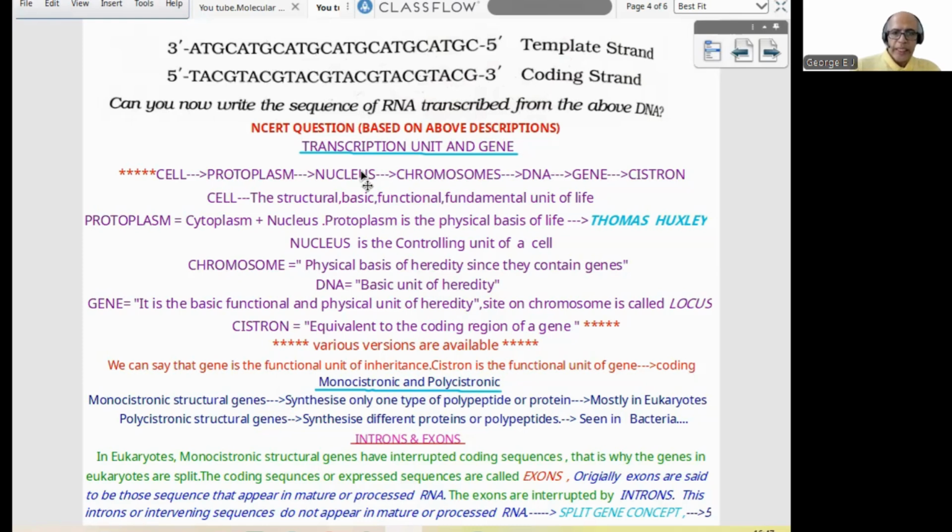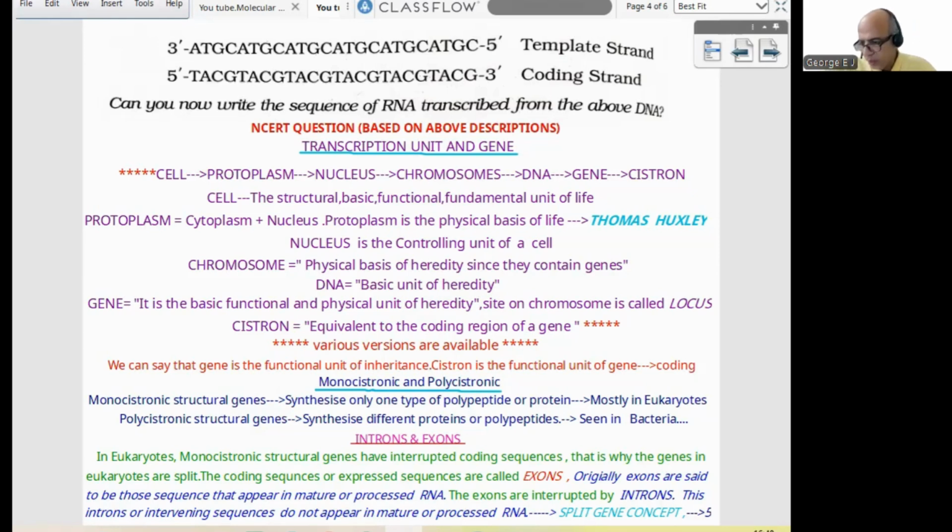In the chromosome, we can observe DNA. DNA means the basic unit of heredity. And in the DNA, we can find the gene. So gene means the basic functional physical unit of heredity. The place where genes are located on a chromosome is called loci or locus. And again, the last part, cistron. Cistron means the functional part of a gene, or we can say equivalent to the coding region of a gene.